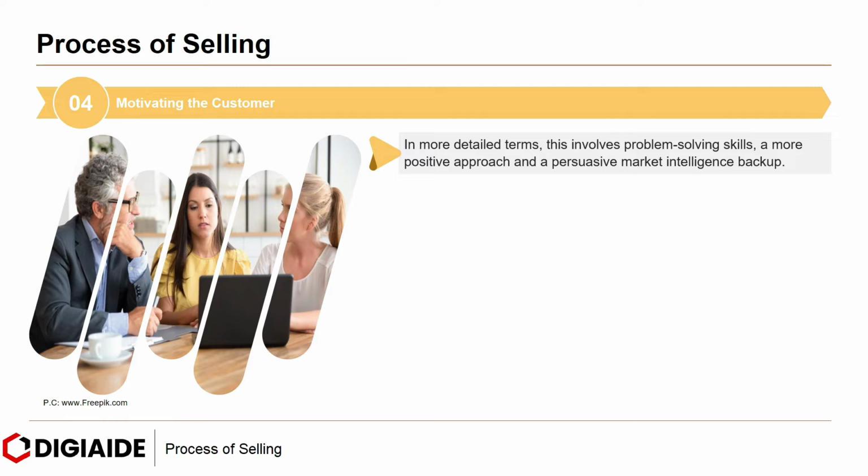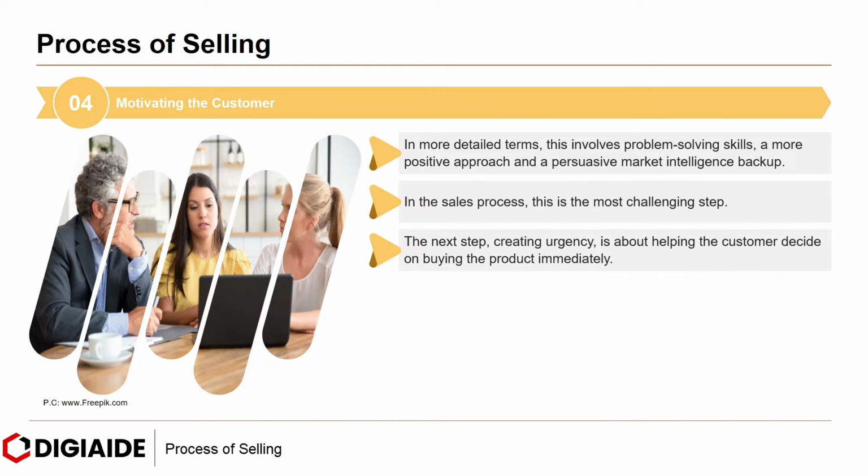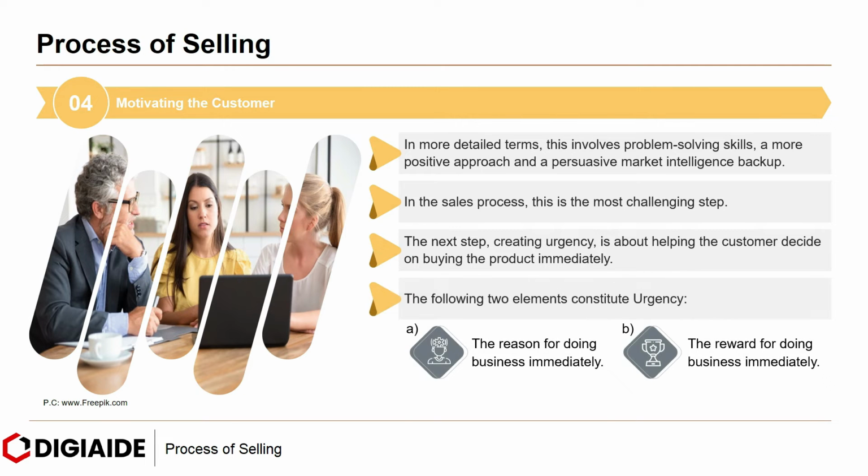In more detailed terms, this involves problem-solving skills, a more positive approach, and a persuasive market intelligence backup. In the sales process, this is the most challenging step. The next step, as stated earlier, creating urgency is about helping the customer decide on buying the product immediately. The following two elements constitute urgency. First, the reason for doing business immediately, and second, the reward for doing business immediately.